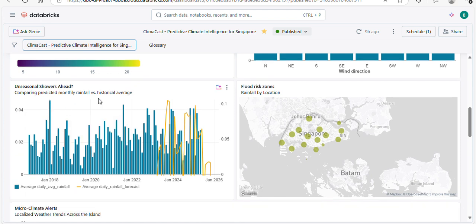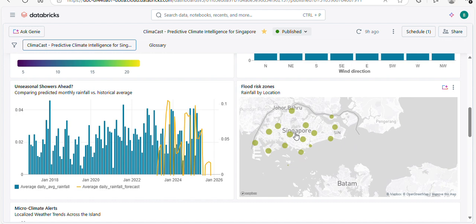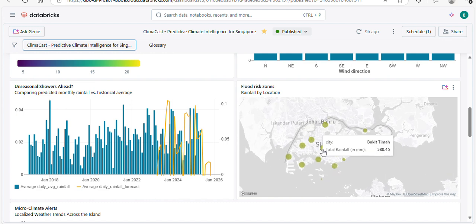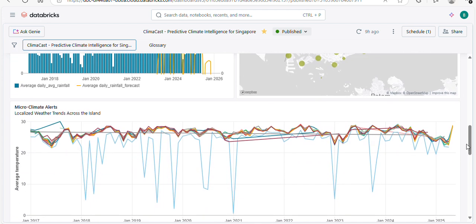The rainfall analysis. This chart is forecasted. It compares the forecasted rainfall against the historical daily average. This is supported by a map that marks the flood prone zones by visualizing the high rainfall areas. This will be ideal for infrastructure resilience planning and so on. The microclimate alerts. This section provides localized temperature trends.